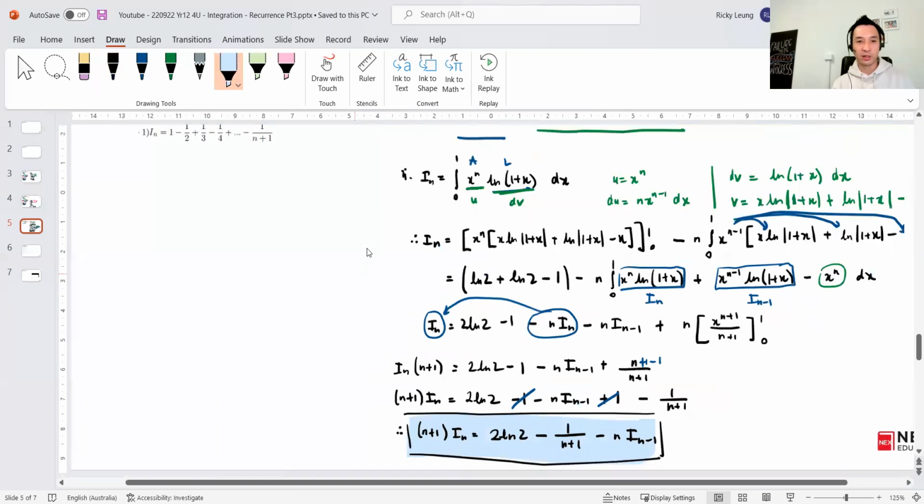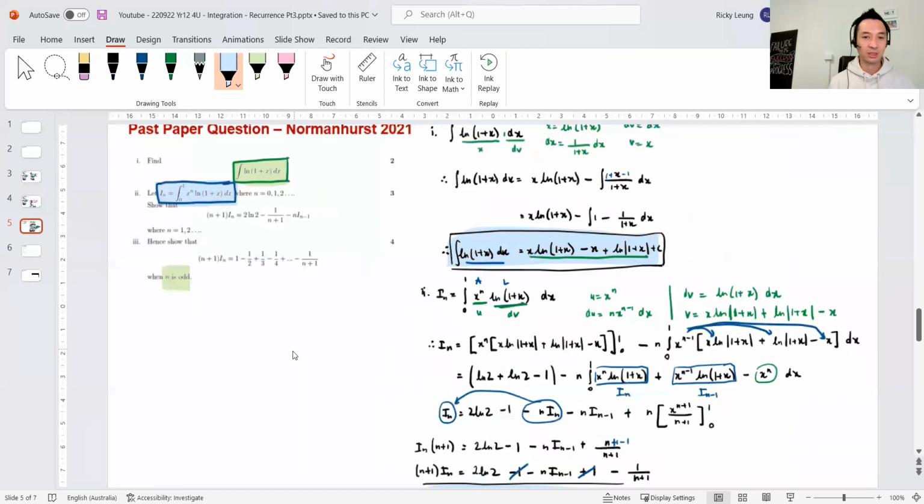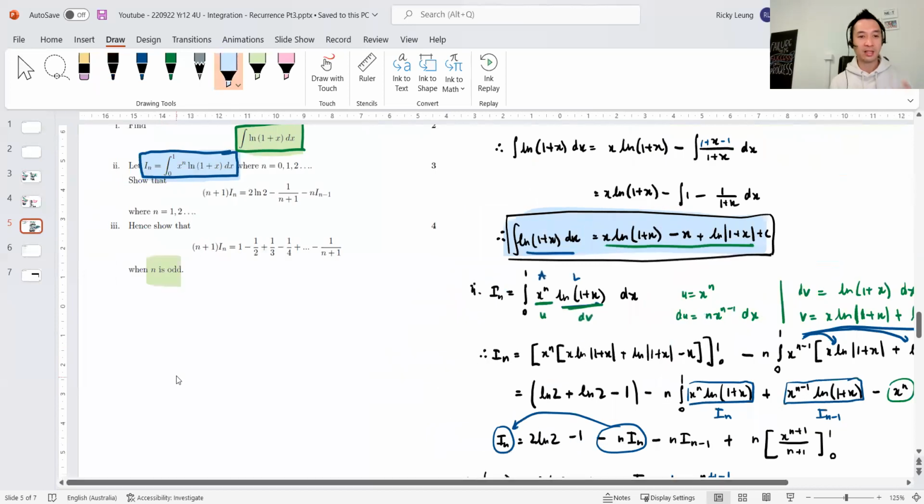So that's the recurrence part. Now, that's 5 marks so far. I haven't used it yet. Let's look at part 3. It's 4 marks, so it might be a bit heavy. Let's have a look. Hence, show that.